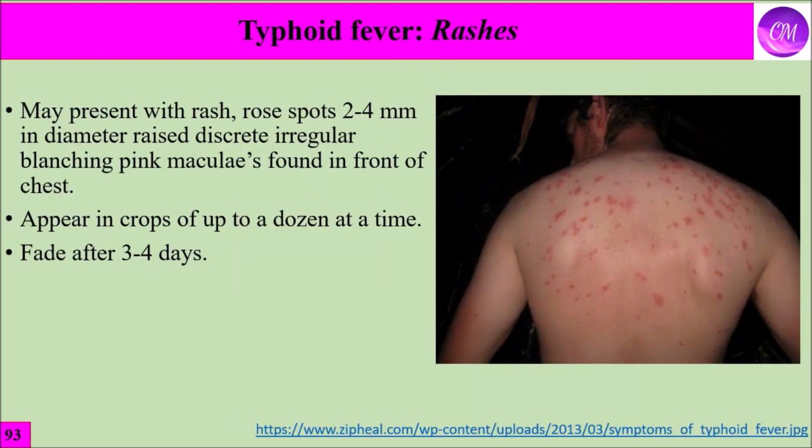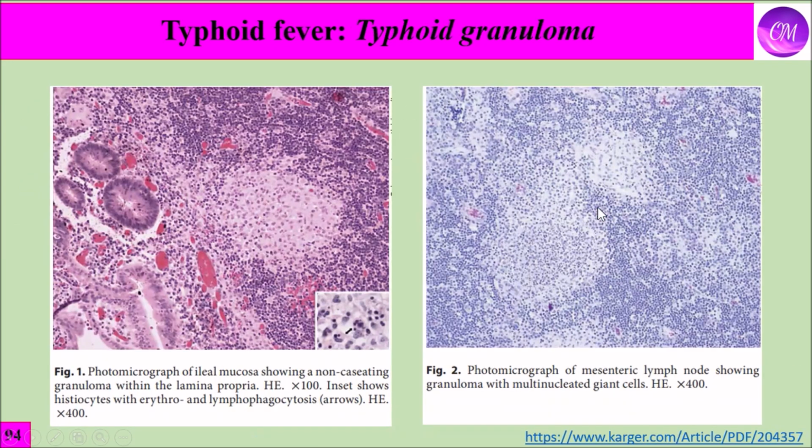The rashes in typhoid fever. They may present with rose spots, 2 to 4 mm in diameter, raised, discrete, irregular, blanching, pink macules found on the front of the chest. They appear in crops of up to a dozen at a time and fade after 3 to 4 days.